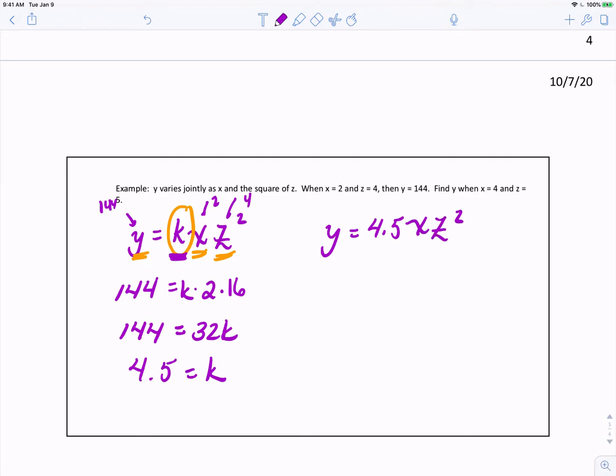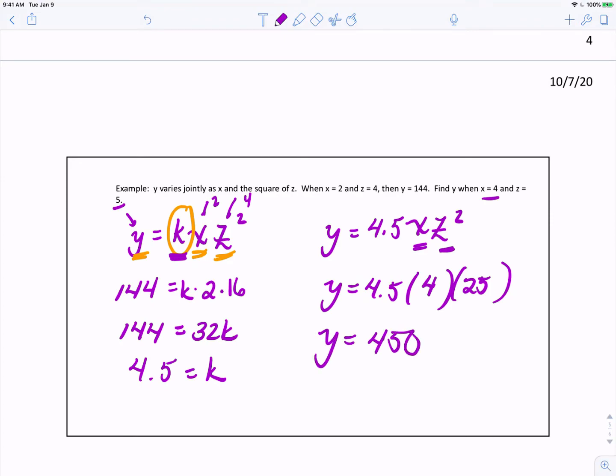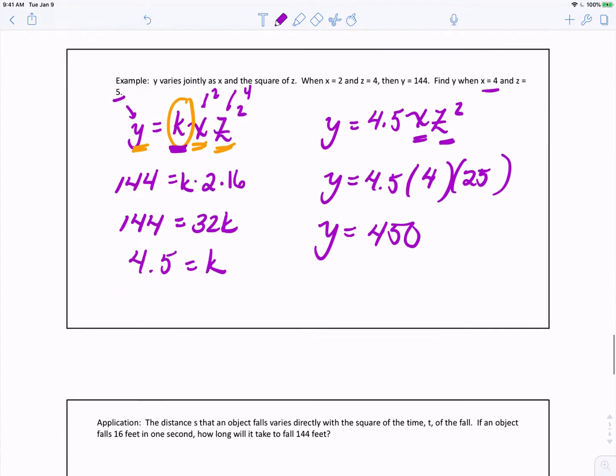So here's our variation statement. And now we're going to be asked a question. Find y when x is 4 and z is 5. I'm going to replace x with 4, and z with 5. So y is equal to 4.5 times 4 times 5 squared, which is 25. If you just take out a calculator and do that, y is going to be equal to 450.